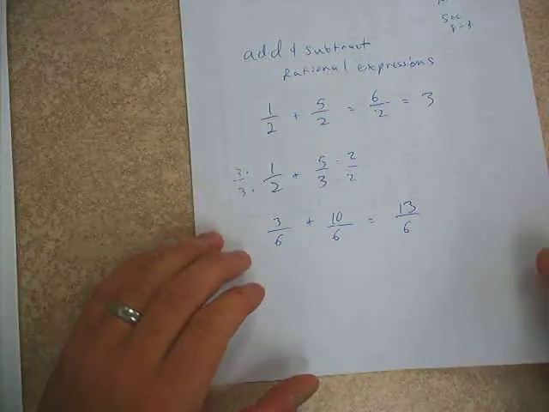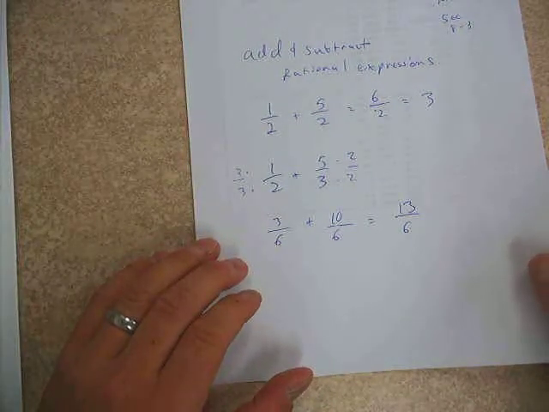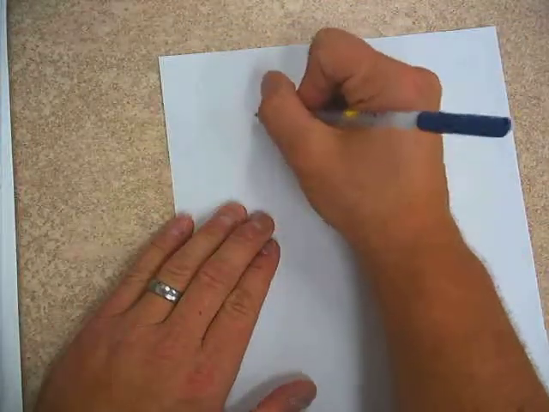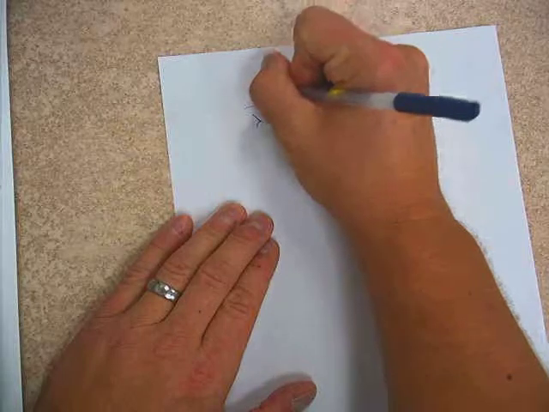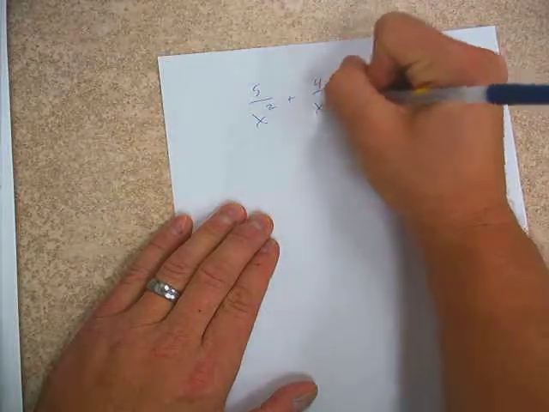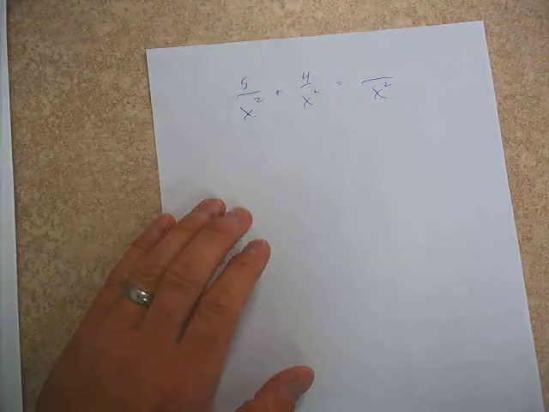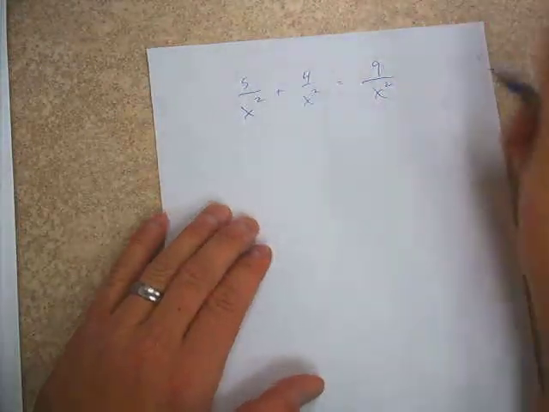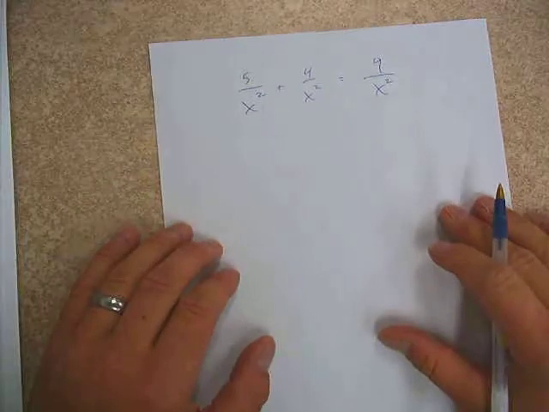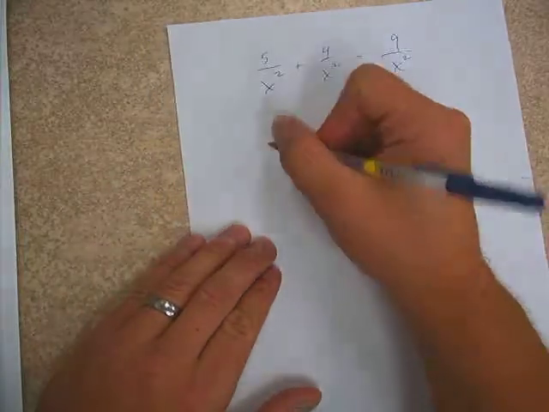So the question then becomes, how do we deal with that in an algebra situation? Well, in some cases it's going to be exactly the same. If we have a couple of monomials, like 5 over x squared plus 4 over x squared, we can see that we have a common denominator already. So we simply leave x squared on the bottom, add the tops, and we get 9 over x squared, and we'd be done.